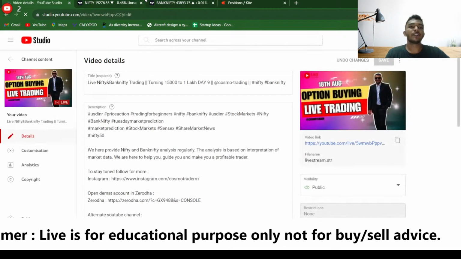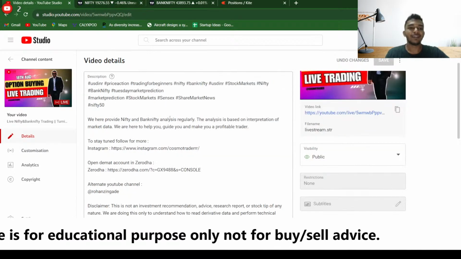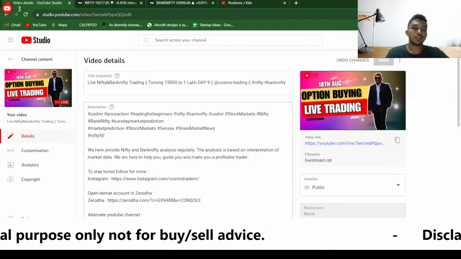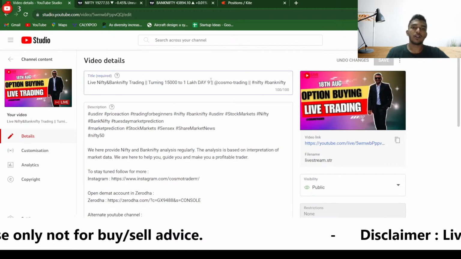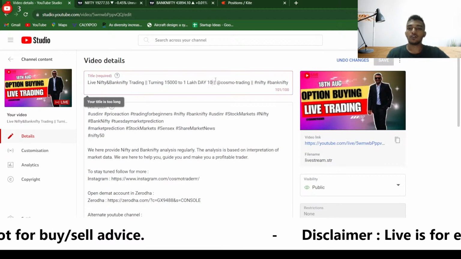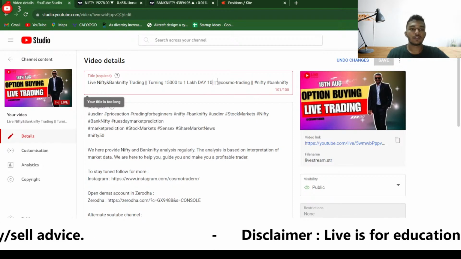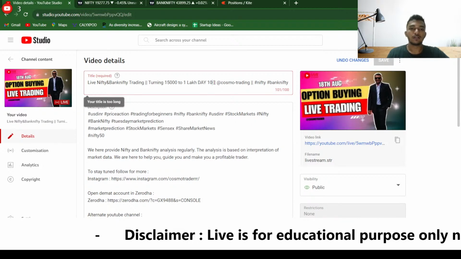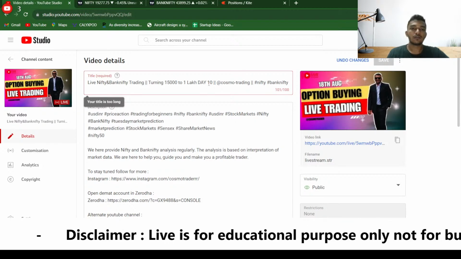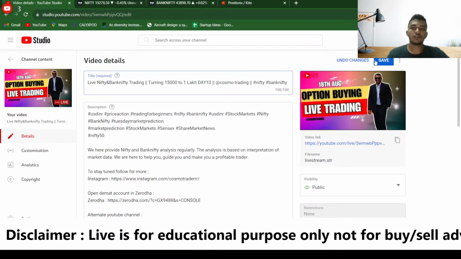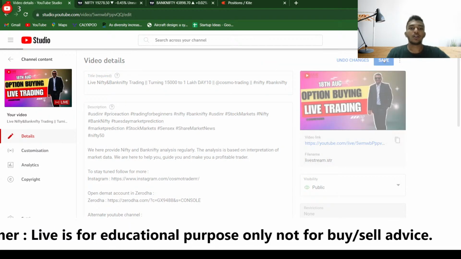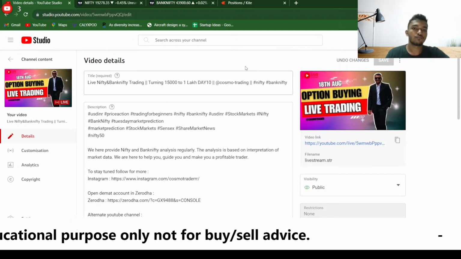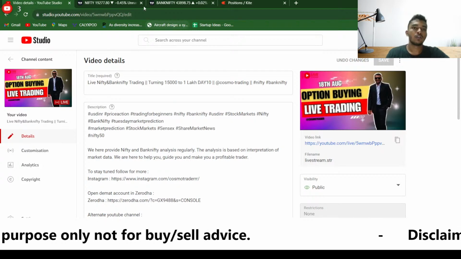Both Bank Nifty and Nifty are consolidating. So I feel that we will see true price action after 12. Now I'm just changing this part from day 9 to day 10, because today is day 10. It is showing me that I have exceeded. Okay, done. So I have saved this.